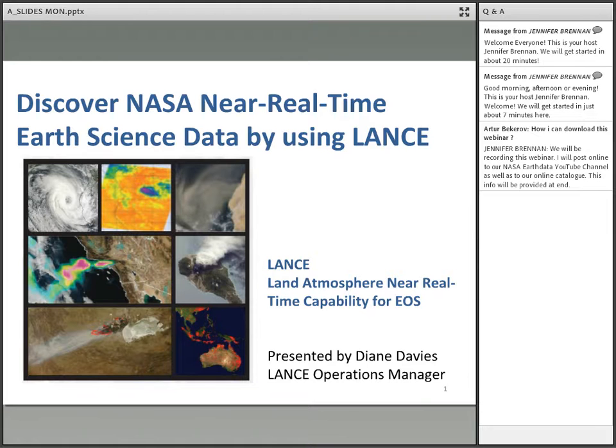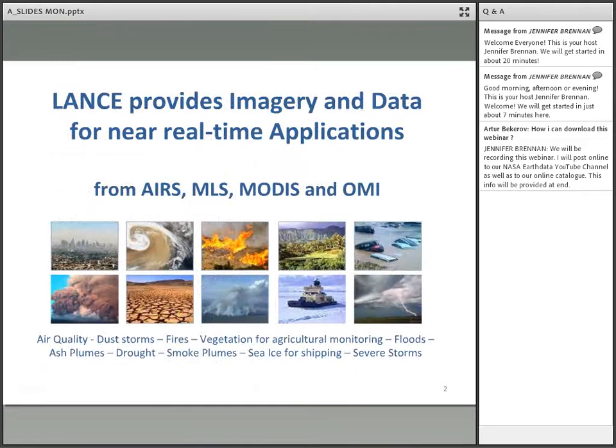So I'm going to be talking about how you can discover NASA near real-time Earth science data by using LANCE. And LANCE stands for the Land Atmosphere Near Real-Time Capability for EOS. So NASA is well known for providing high-quality satellite data for long-term science research. But application users, operational agencies, and even researchers often need data much sooner than routine processing provides. So to meet these needs, NASA developed the Land Atmosphere Near Real-Time capability for EOS. LANCE provides over 70 imagery and data products from 4 instruments, from AIRS, MLS, MODIS, and OMI. And I'll come back to these acronyms in a little while.